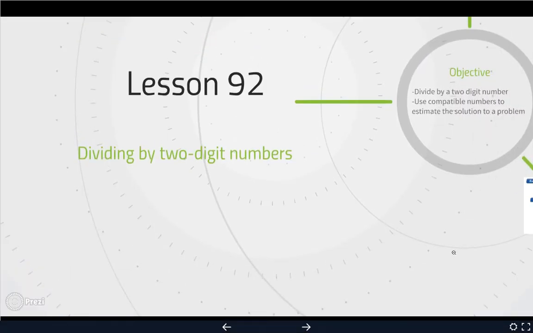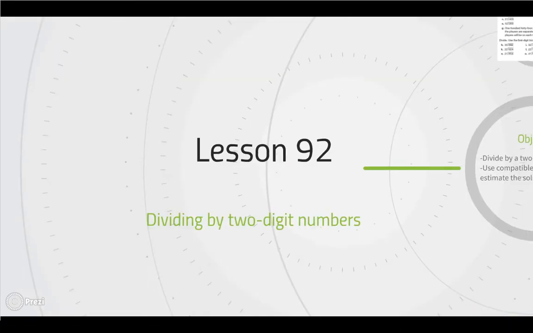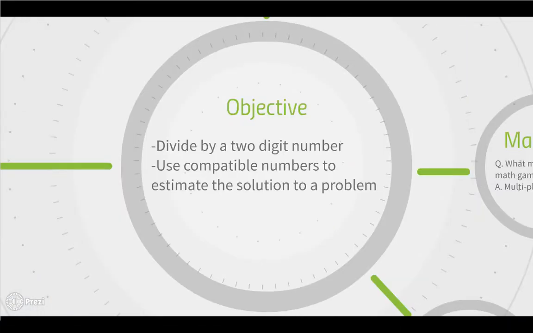We're on lesson 92, dividing by two-digit numbers. Your objective for today is to divide a two-digit number and use compatible numbers to estimate the solution to a problem.